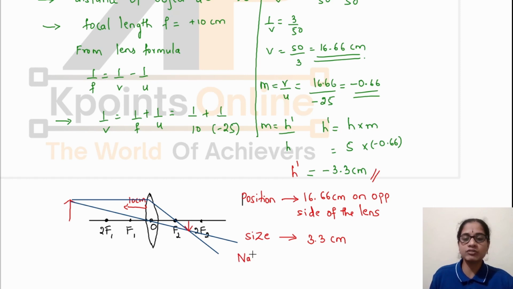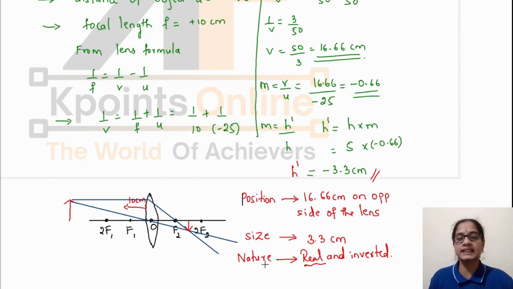And what is the nature of the image? It is real and inverted. As it is formed below the principal axis, it is inverted. And also it is formed by actual meeting of the refracted rays. So it is real. This is how we will find out the position, size and nature of the image.